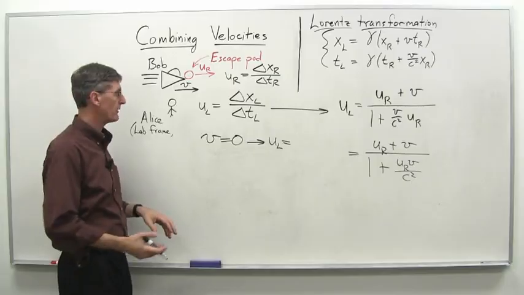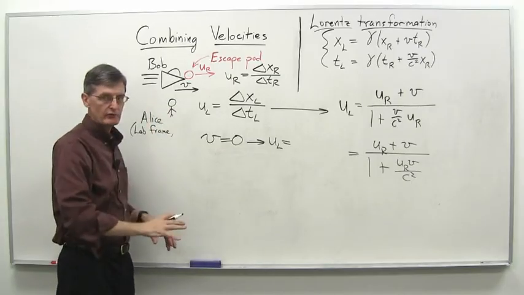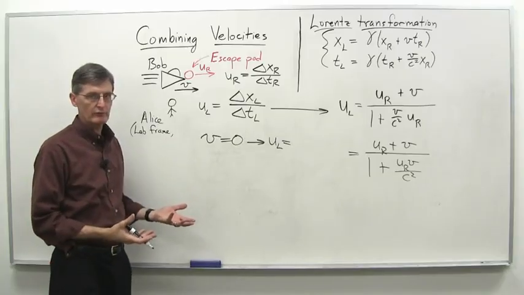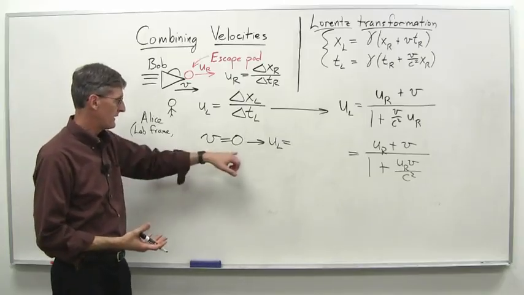If Bob shoots off the escape pod, and he sees it at velocity u sub r, well then of course Alice should see it at velocity u sub r as well. So let's see if that's what we get.